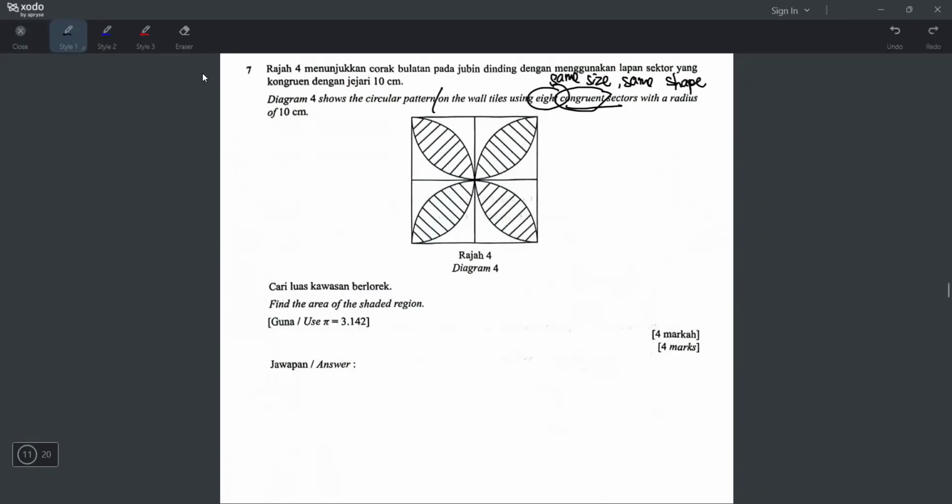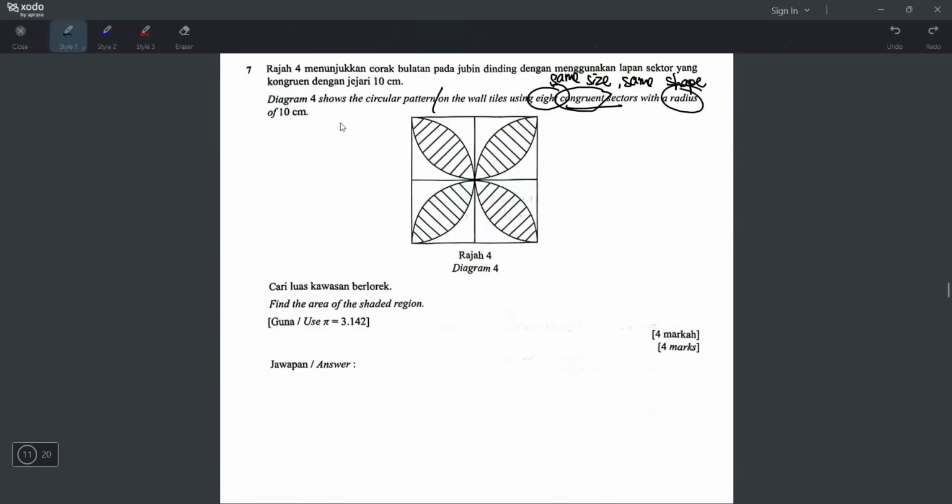8 congruent sectors. Okay, let's find out where's the sector. Okay, let's use a highlighter. Where's the sector? So this one, right? This one, this one, this one. This is the first sector, right? And then the second sector is maybe like this. So now got two sectors. And then here also two sectors, two sectors, two sectors. So got eight sectors lah. I think that's what they meant, right?